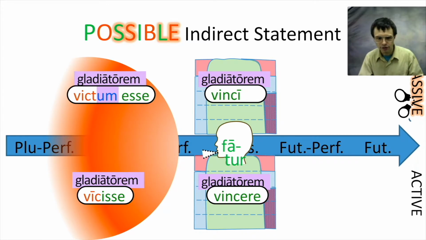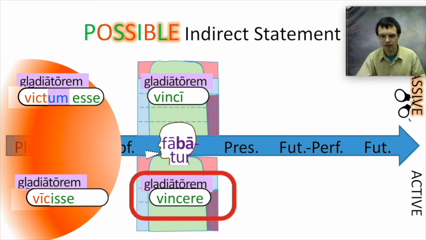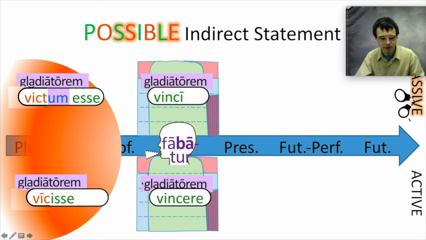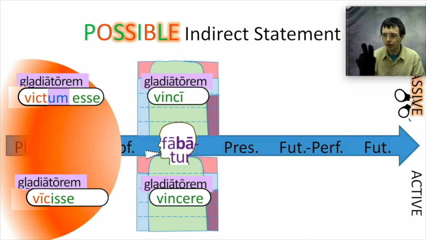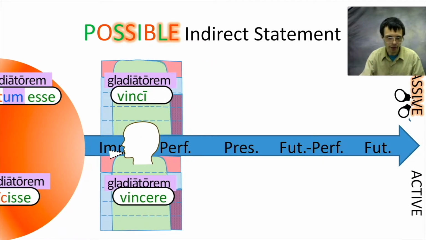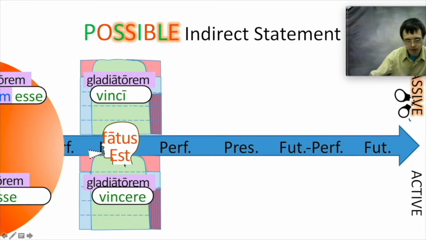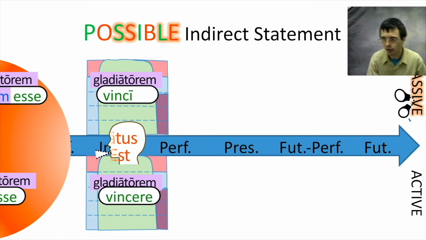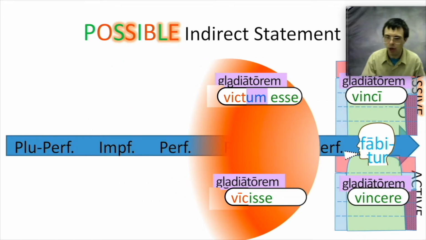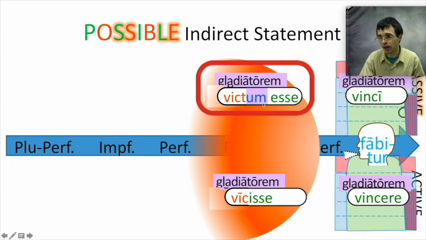All right, so now relative time. Marcus was saying the gladiator to conquer. Did it happen back then? Yeah, it did. Marcus was saying the gladiator to have conquered. Did it happen even further back before the imperfect? Yeah, it did. Oops, I should have done the orange one here. Oh well, we'll do it now. Here's the orange one. Marcus said the gladiator to have conquered. Again, the conquering occurred further back than the saying. So this is just standard relative time. Marcus will say the gladiator to have been conquered.